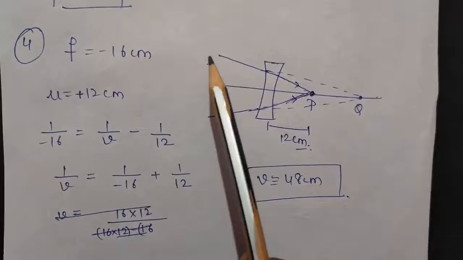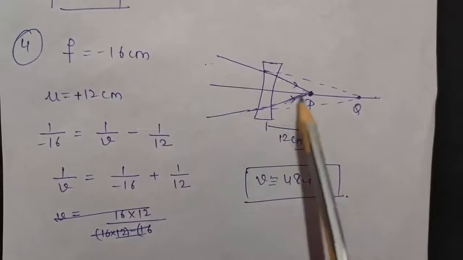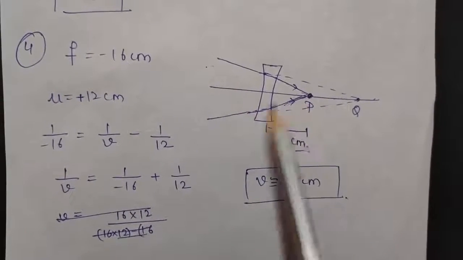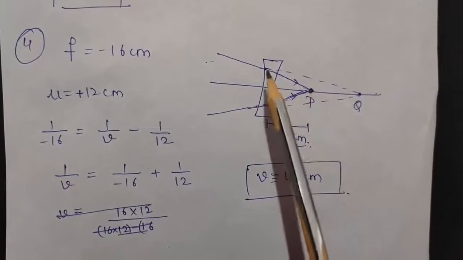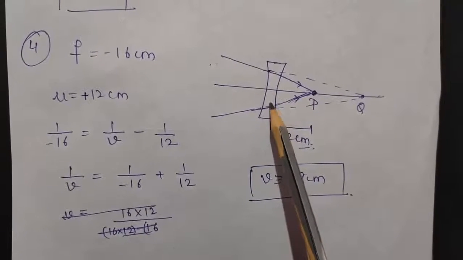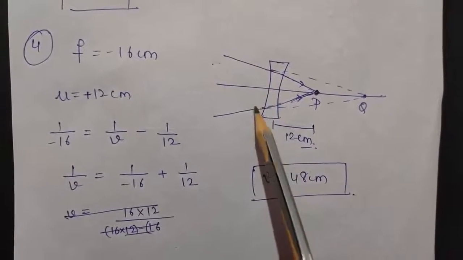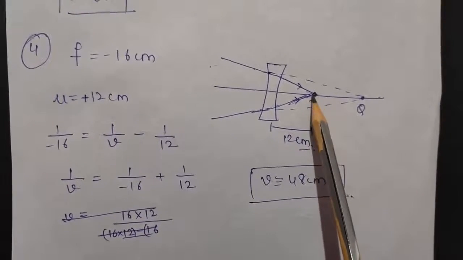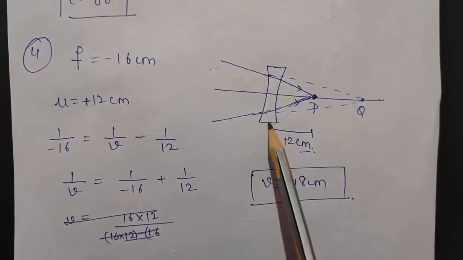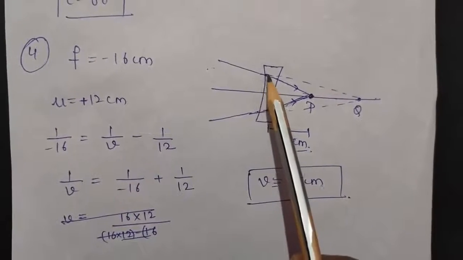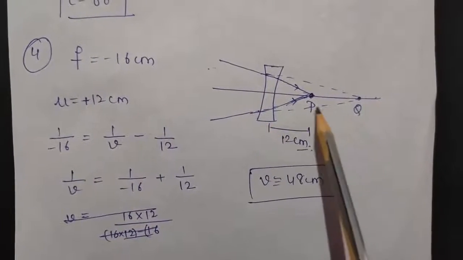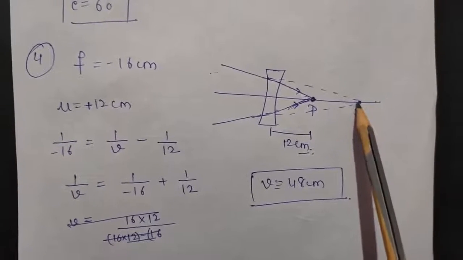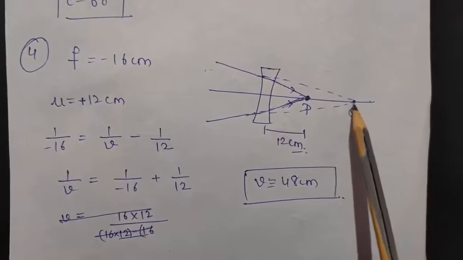Okay, so let us suppose initially these rays were meeting at a point P, that is, they were converging at a point P. Now, according to the question, a concave lens is placed in the path of these beams at a point 12 centimeter from this point P. Now, as you know, a concave lens is a diverging lens, so it will diverge the rays and therefore they will be meeting at some farther point. Let us suppose that is Q.